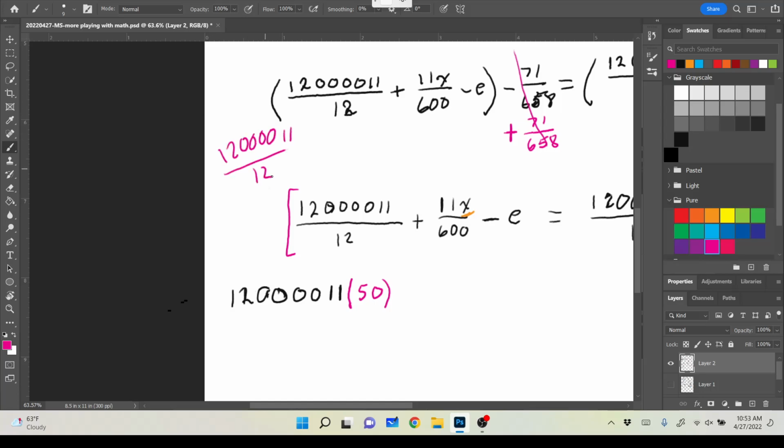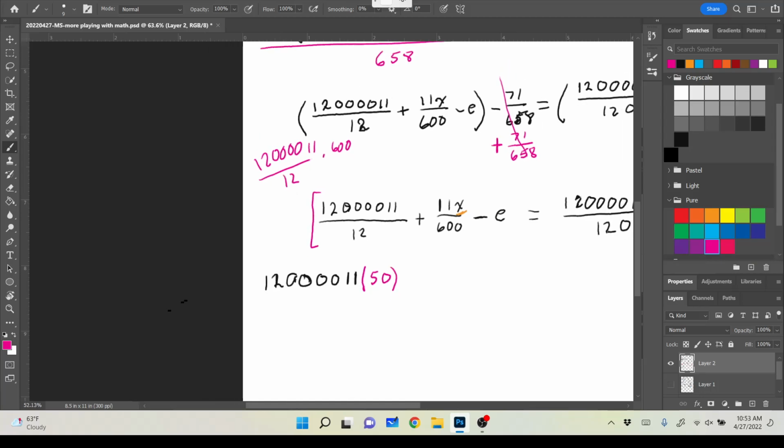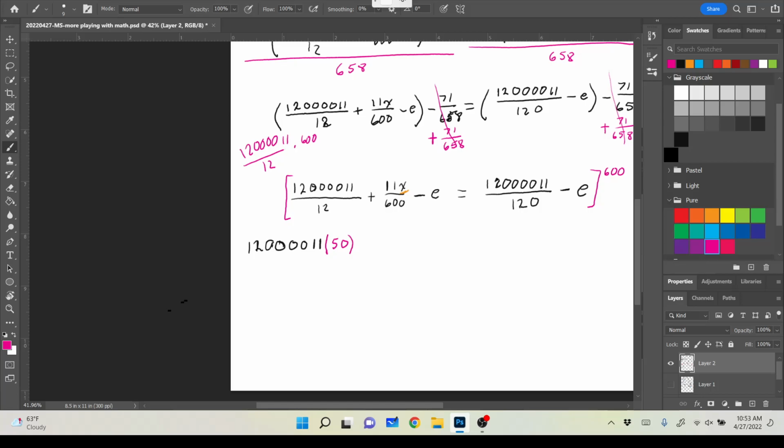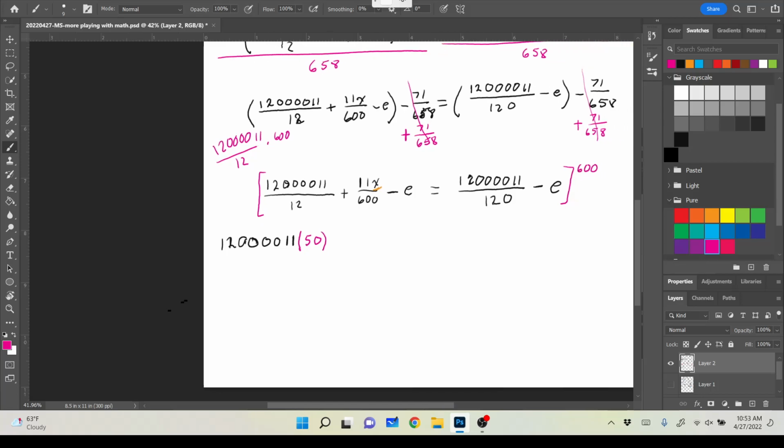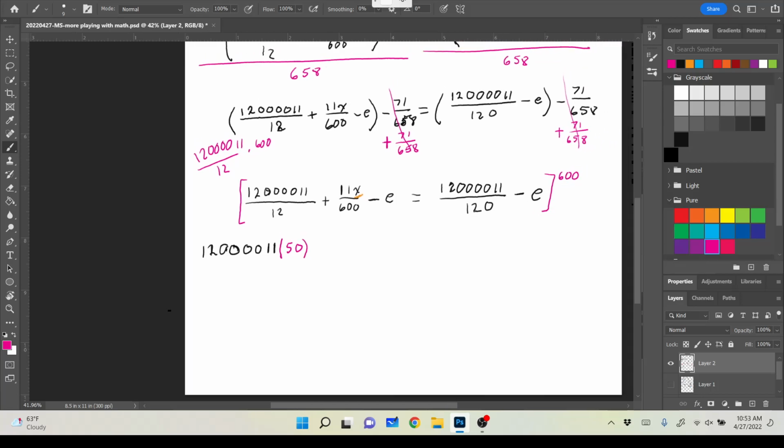12,000,011 over 12 times 600. Then we pre-reduced that and turned it into 50 because it'd be 50 over 1. Does that make sense? We are potentially going to switch to the E in a second. We're not done with this step. 600 into 600 is just 1, right? Yeah.